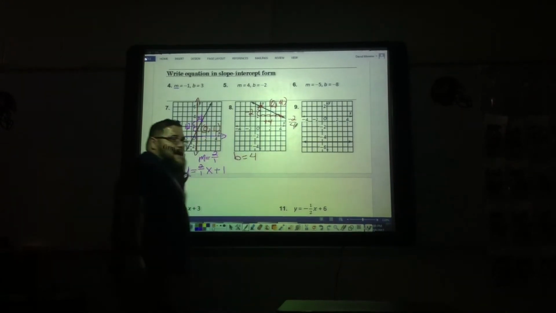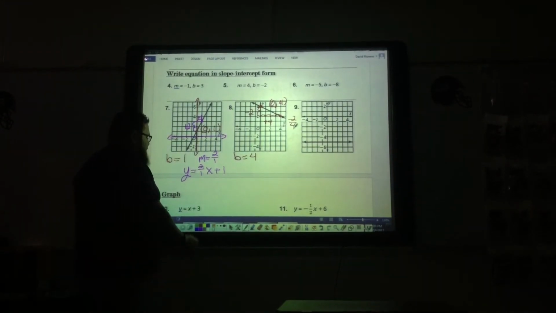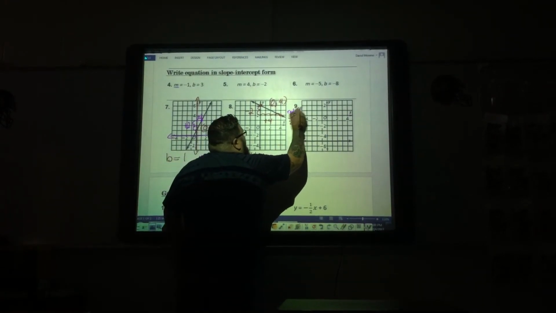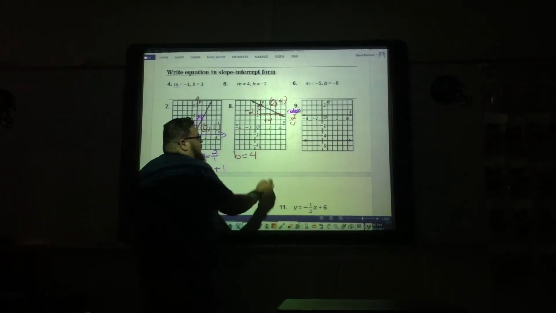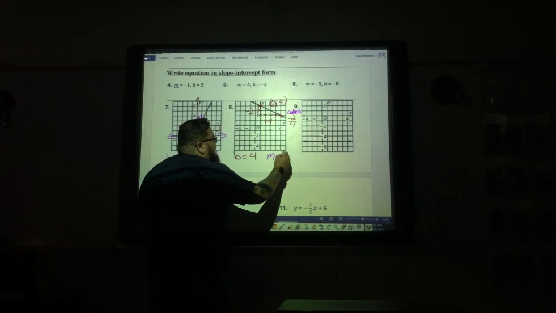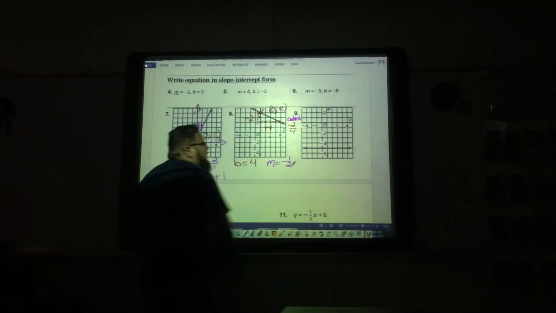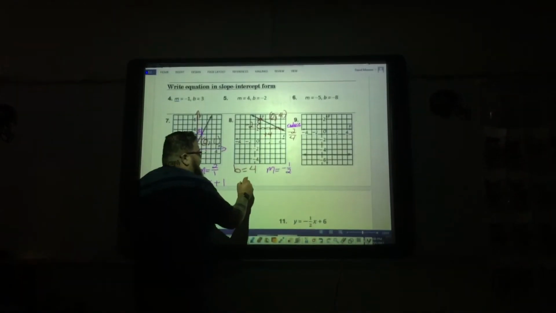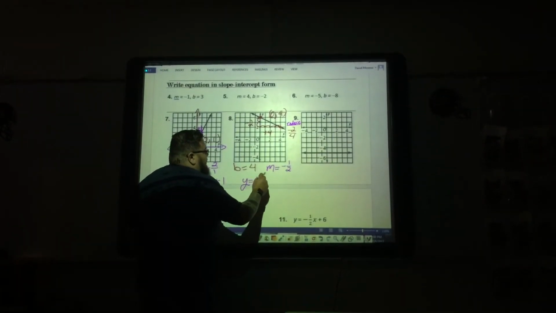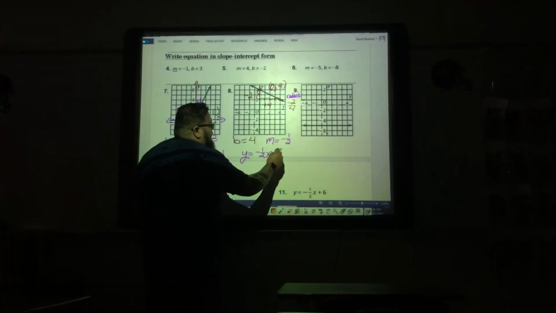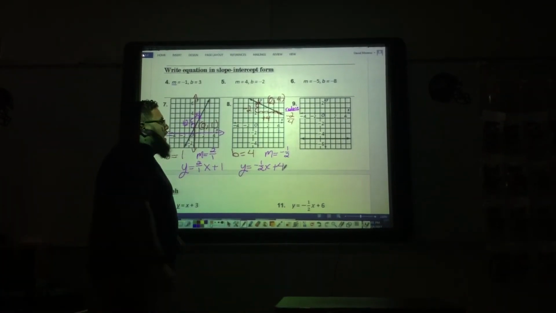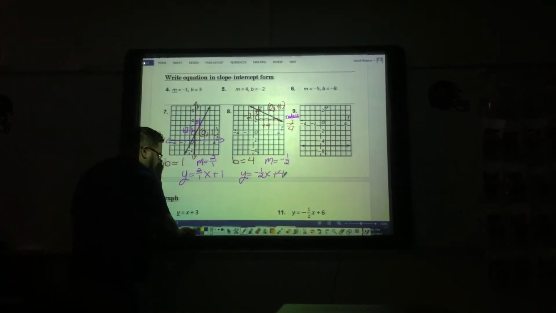Now can we have it like that? Well, we gotta reduce, right? Reduce. Okay, so we reduce negative 2 over 4, and we get that my slope is a negative 1/2. Okay, now that I have my slope and my y-intercept, I can write it. Y equals negative 1/2 x plus 4, because b is a positive 4.